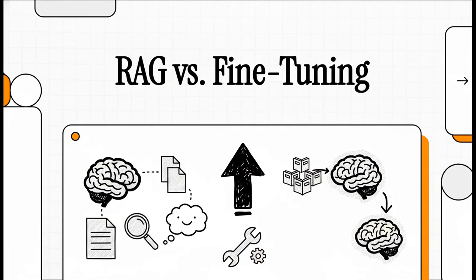All right, let's get right into it. We have these large language models that are incredibly powerful, but they've got a big problem. Today, we're going to break down the two main ways people are trying to solve it: retrieval augmented generation, you'll hear it called RAG, and the classic, fine tuning.